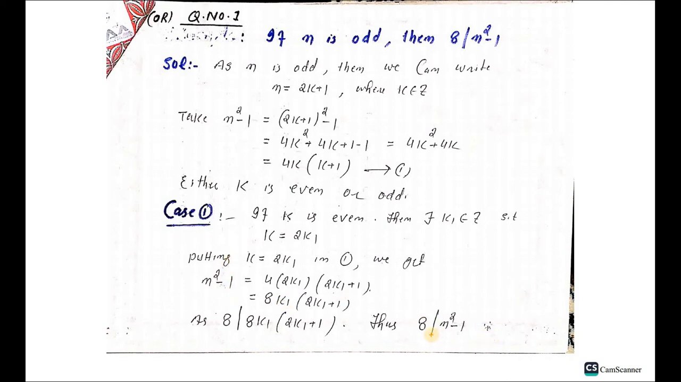So this is the given problem for this k. If k is even, now we have to take the second case where this k will be odd, and then we have to show that whether 8 divides n square minus 1. So let's see in the next slide where k is odd.